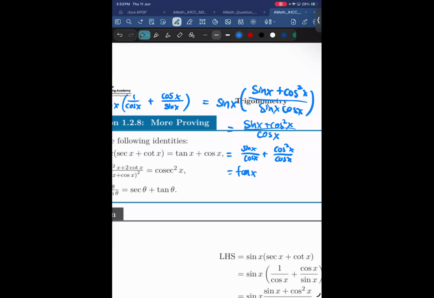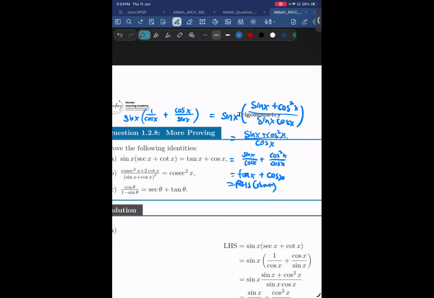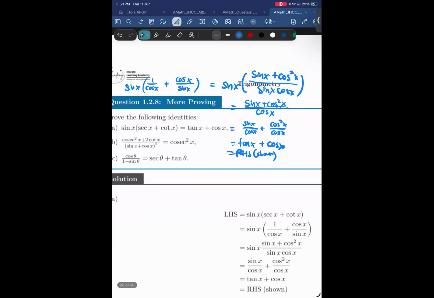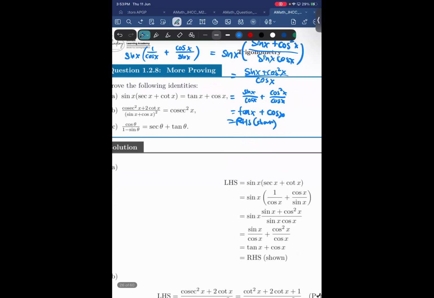This one is more like a 5 or 6 out of 10. I thought it would be a bit harder. Equals the right hand side. Then you're done. I'll show you all the working for part B. Part C, you can go give it a try. As I said, if you can solve it, all these questions will be easy.